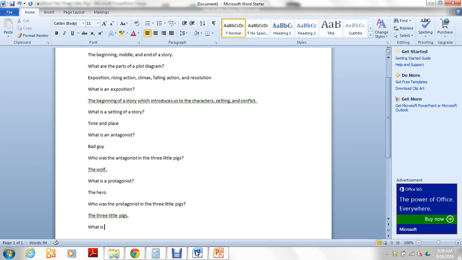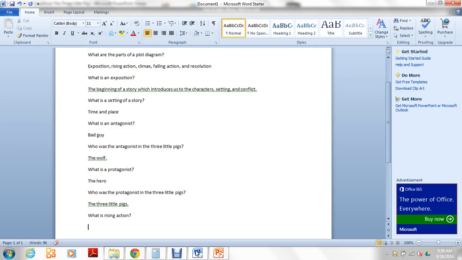What is rising action? Rising action is the exciting part. No, that's the climax. Rising action is what, Summer? Rising action is the event that leads to the climax.